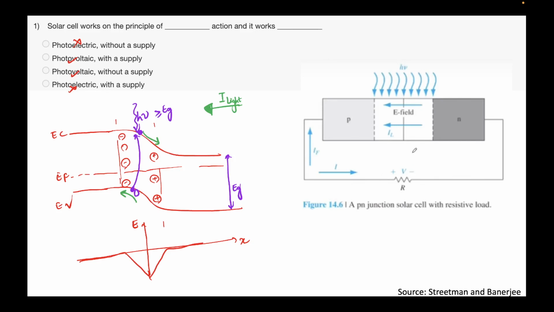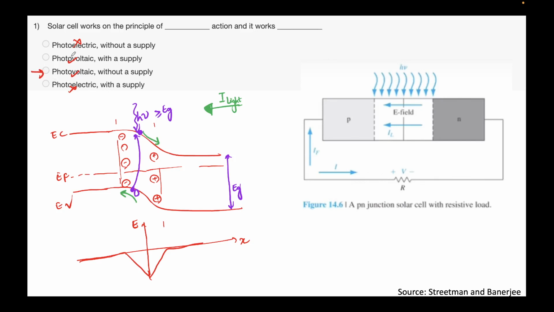So for instance, if you're asking people to adopt solar cell on their rooftops or on their workshops and whatnot, right? It doesn't make sense to supply a battery to supply power in order to run it. They'll say, okay, why do we need it in the first place? So that's why you ordinarily do not need any supply. Okay, so photovoltaic and without a supply, so this will be the correct option.